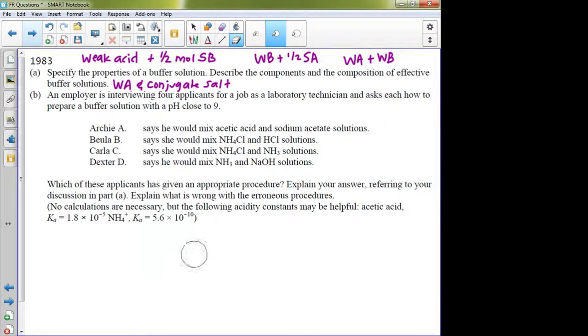Okay. The names on part B, just take me over the top. An employer is interviewing 4 applicants for a job as a laboratory technician and asks each how to prepare a buffer solution with a pH close to 9. So now I want a pH close to 9. So not only do I want to create a buffer, I also want to create a buffer with a specific pH close to 9. 9 lets me know that I'm looking for a buffer that's what? Basic.